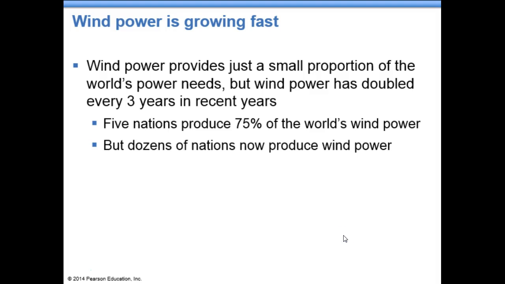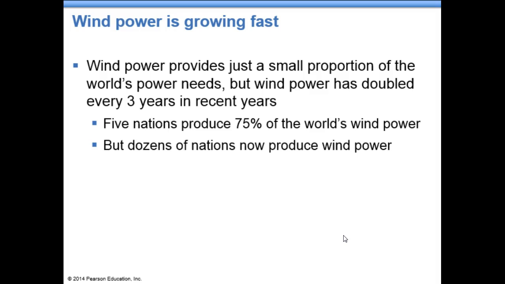So wind power is growing fast, but currently it only provides a small portion of the world's power needs. We're seeing that production is doubling every 3 years. There are 5 nations that account for 3/4 of the wind power output.